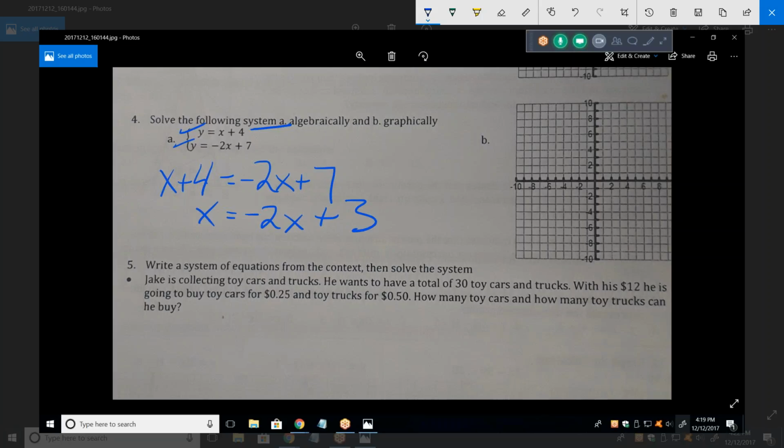In other words, I haven't solved for x. Looks like I have because I have x over here all by itself on the left, but I still got an x over on the right. I haven't solved for x until I get x equals a number. So then 3x equals 3. And x equals... What's y equal to?